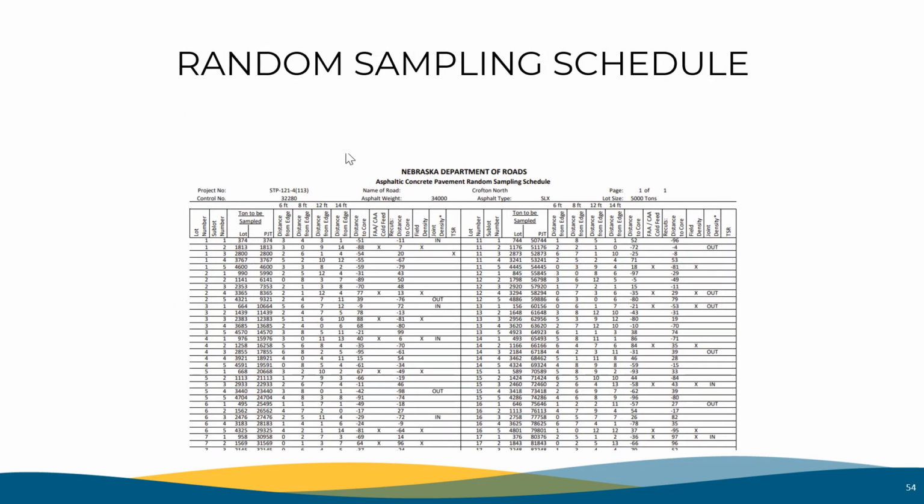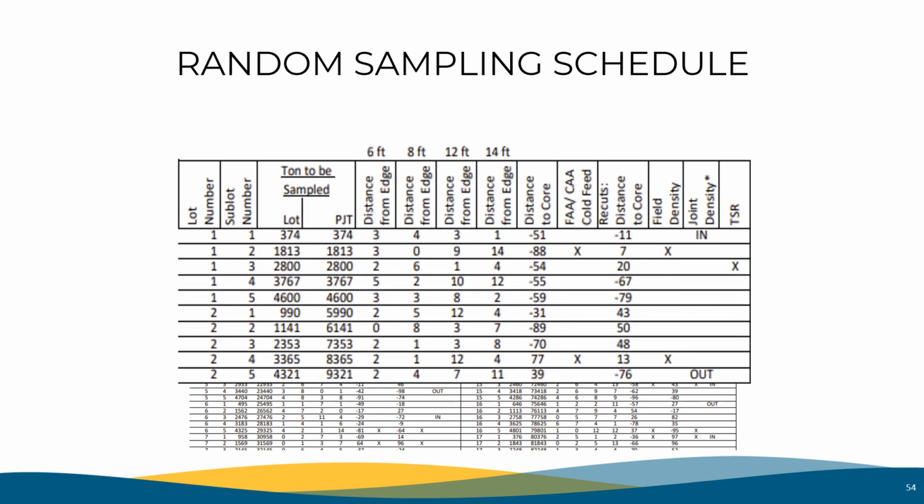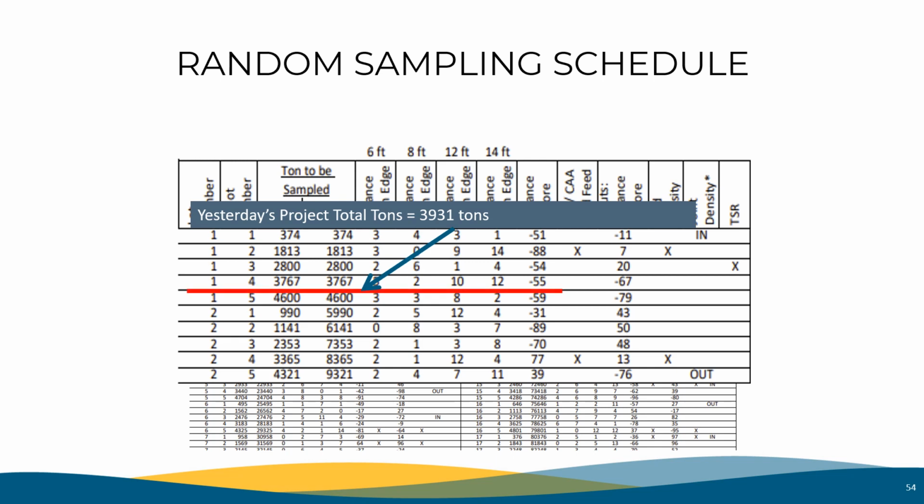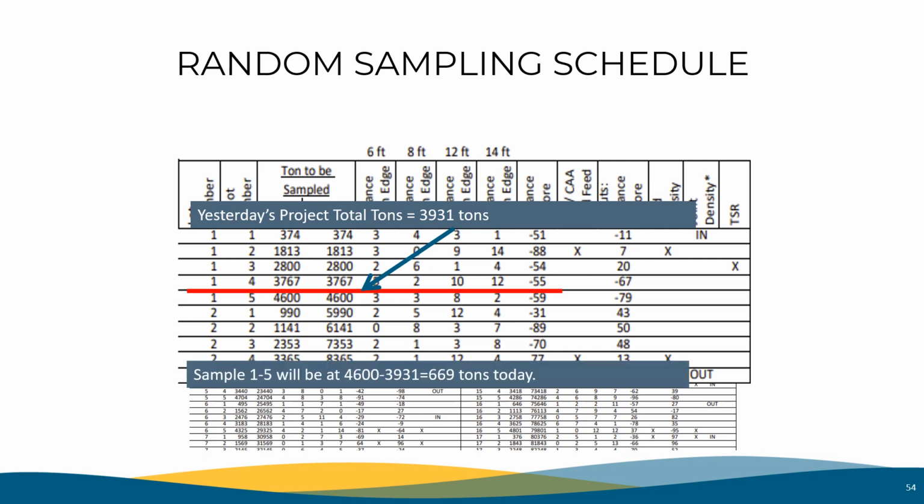Now let's go over an example to calculate where the sample is going to occur based on the day's production. Yesterday's production ended where the red line is, and let's say that was 3,931 tons. The next sample that needs to be obtained will be for lot 1-5, and tonnage will be at 4,600. So we will need to subtract 4,600 minus 3,931, which equals 669 tons. That will be the tonnage when sample 1-5 is taken during today's production.